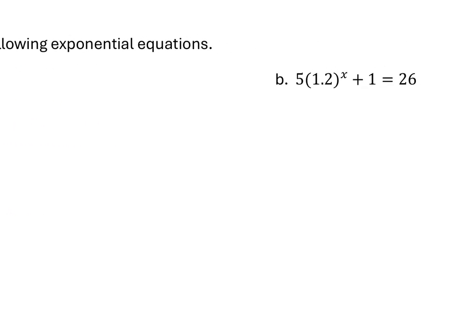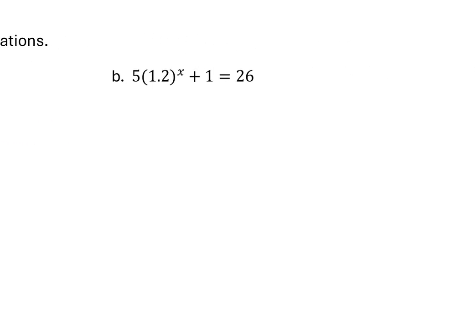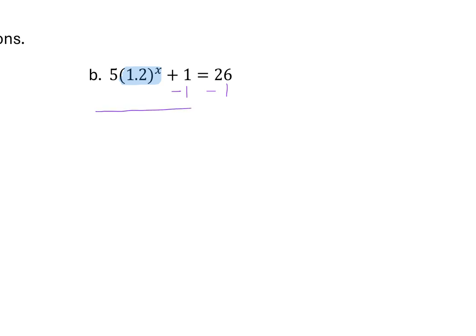All right, let's look at a couple other ones. If we come to example B, the first thing that we need to do is isolate our exponential. In order to do this, we're basically just going to move everything outside of our exponential. Our exponential is the 1.2 raised to the x. And so we want to get rid of everything else from there. So we basically use our linear techniques. So we're going to subtract 1.